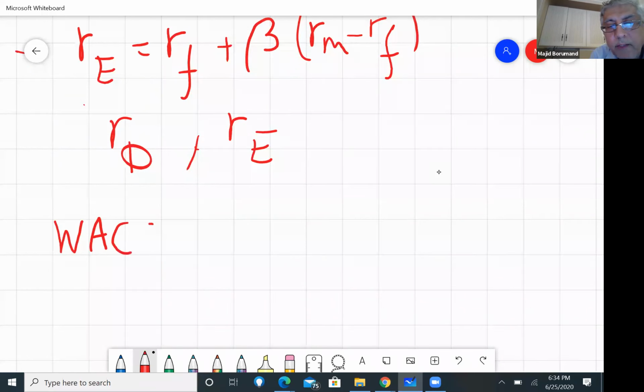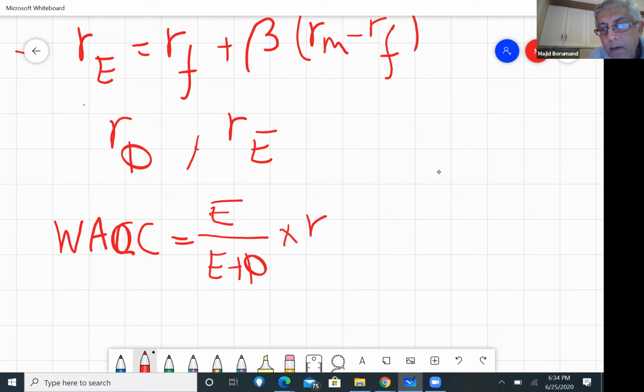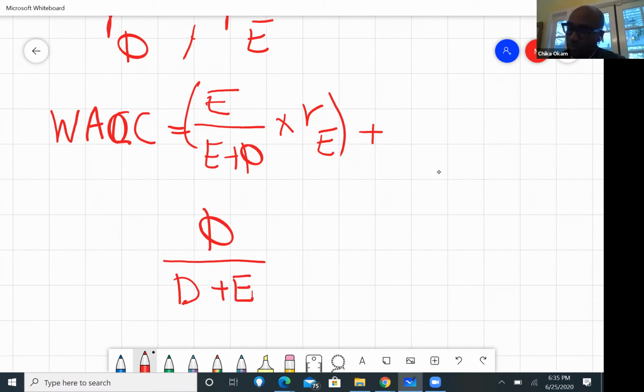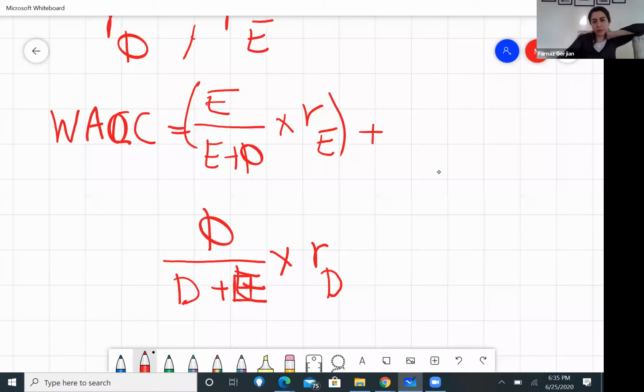Then you find something that's called the weighted average cost of capital, right? It is a weighted average. So you go E divided by D plus E. So this is your weighted average cost of capital. This is the weight of equity times RE, plus the weight of debt times one minus the tax rate.